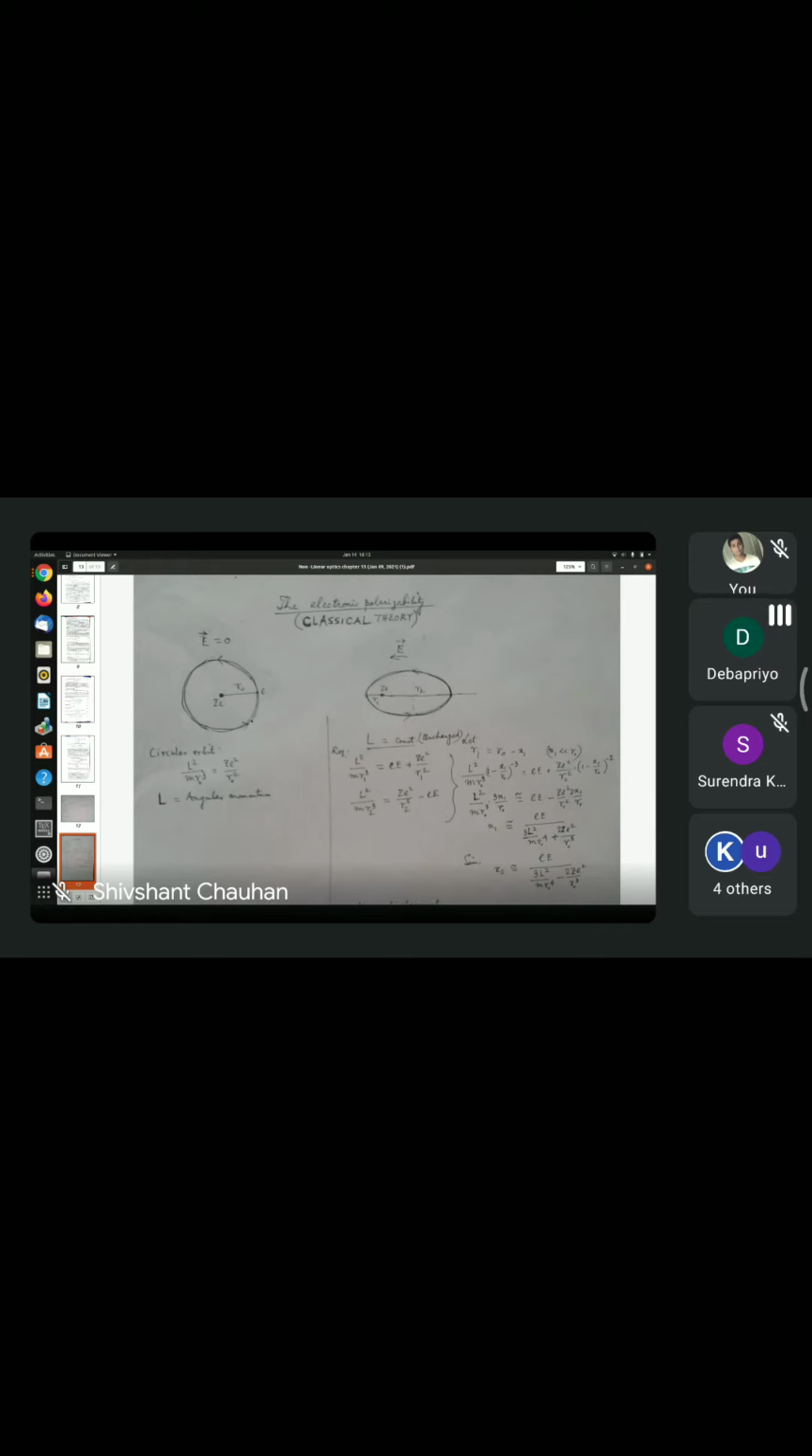Then for a circular orbit or equilibrium, the condition is that L square by m r0 cube should be equal to Z e square by r0 square. This is the same as m v square by r equal to Z e square by r square, that same condition. But L is the angular momentum. You can write it like this.